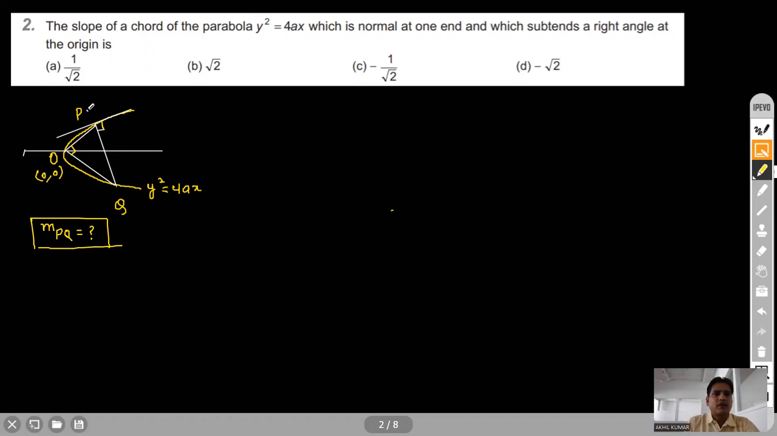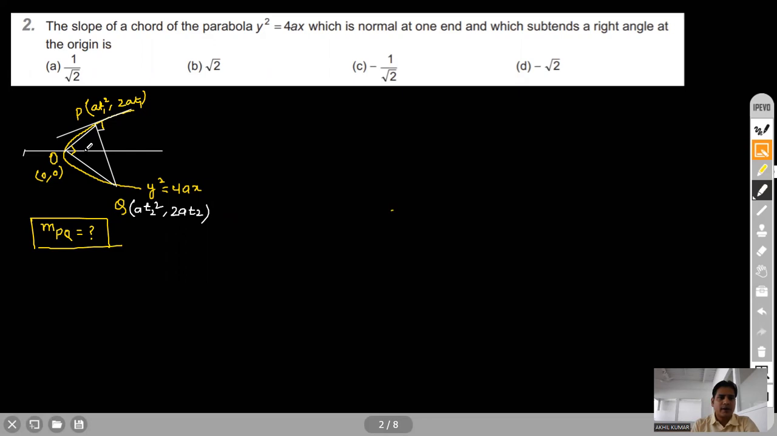Now, let me assume a point P in parametric form. So y square is equal to 4ax. We can assume this point as at square, comma 2at. We have to assume this Q point also. So better write it as at1 square, comma 2at1, okay? And I'm assuming this point Q as at2 square, 2at2. Is it okay? Now we have to find the slope of this line PQ.